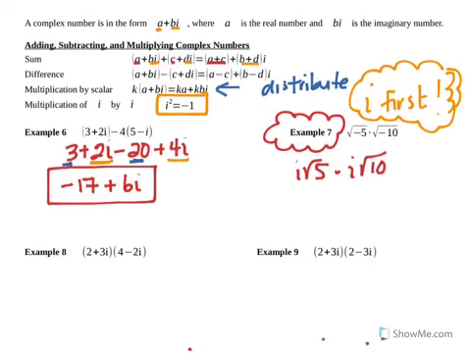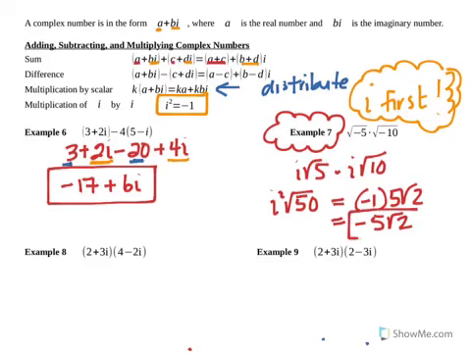Now you can multiply them together. i times i is i squared. And then this is going to be root 50. Okay, well, i squared we know is equal to -1. And then root 50 can be broken down into 5 root 2. So this whole thing would be equal to minus 5 root 2.